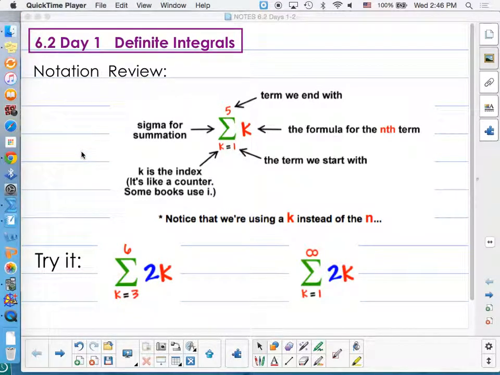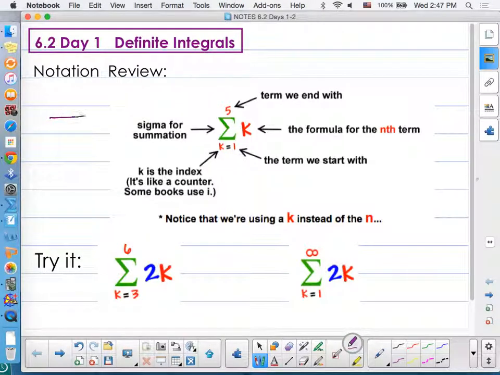This is the first video for 6-2, day 1, the definite integral. Part of what we're doing today, we want to review a little bit of notation so that when you see it later on in the calculus, you're thinking the same thing about that notation that you've always known from background information. So one thing you'll see today in notation is the sigma symbol.